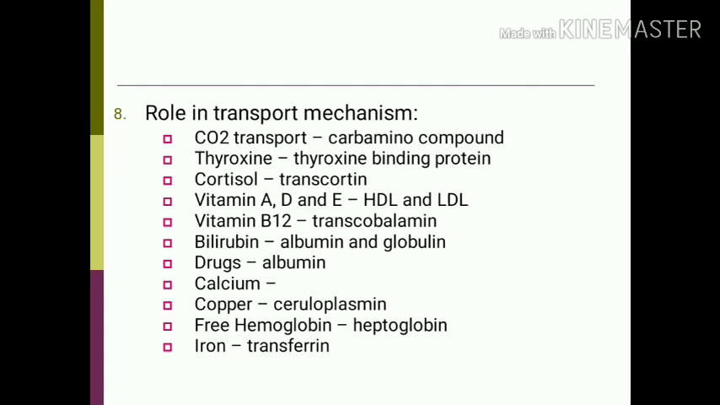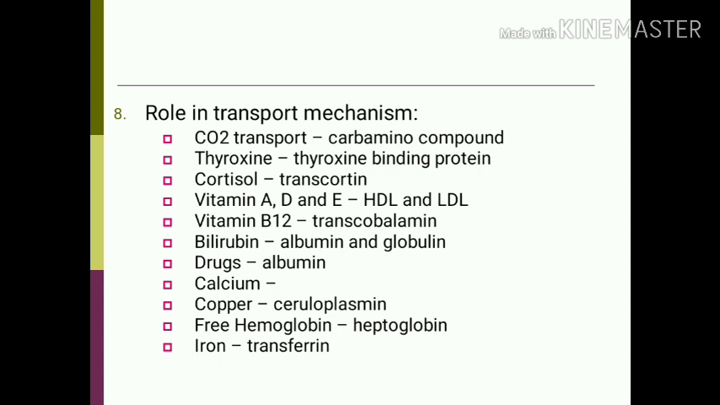Carbon dioxide is transported as a carbamino compound. Thyroxine is transported in bound form with the plasma protein, that is thyroxine binding protein. Cortisol is transported in bound form with the plasma protein transcortin. Vitamins A, D and E bind with HDL and LDL. Vitamin B12 binds with transcobalamin, which is also a plasma protein. Bilirubin binds with albumin and globulin.